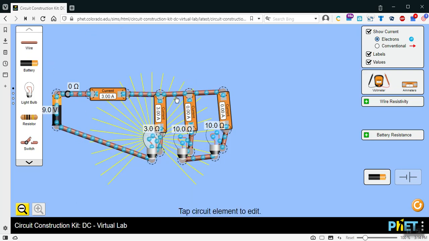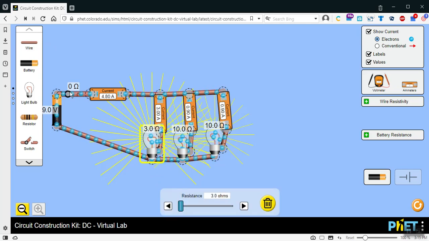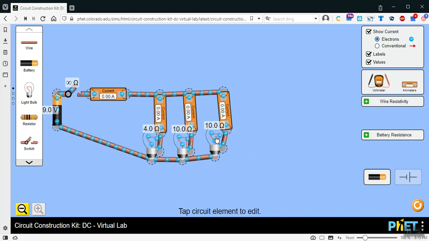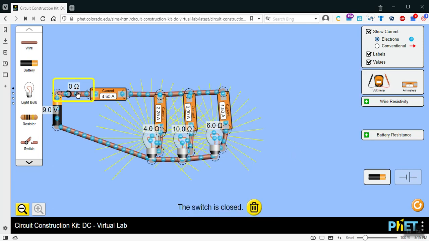So if I bring in the other light bulbs again, let's make this 4, and let's make this 6, and close it again. Okay, so now we have 2.25, 0.9, 1.5, and they total up to 4.65 amps.